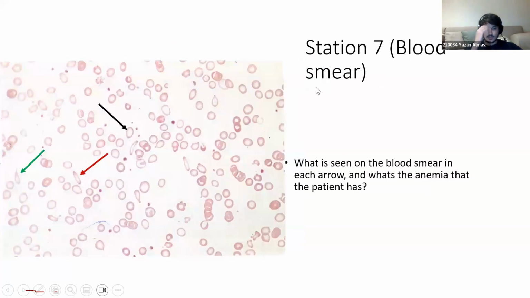Okay, let's go to the next one. This one is a bit more advanced. Iron deficiency. And there are teardrop cells and elliptocytes, pencil cells. So which one is teardrop? Which one is pencil? Which one is the black arrow? The teardrop would be the green. The elliptocyte would be red. And would the black arrow be hypochromic? Yep, hypochromic. Hypochromia, yes.